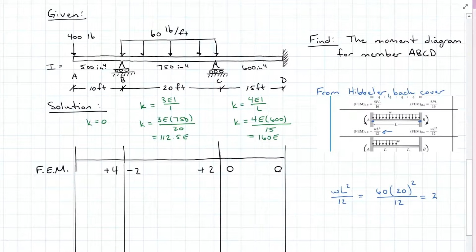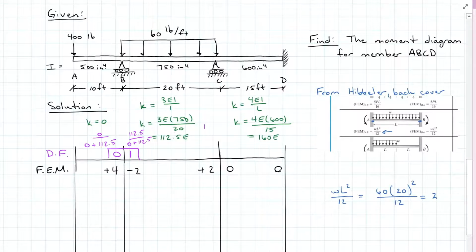So our distribution factor is going to be K divided by the sum of the K's that come to that joint. So that's going to be 0 plus 112.5. So my distribution factor from B to A is 0. From B to C is going to be 112.5 divided by 0 plus 112.5, which is equal to 1. So there are my distribution factors for B.